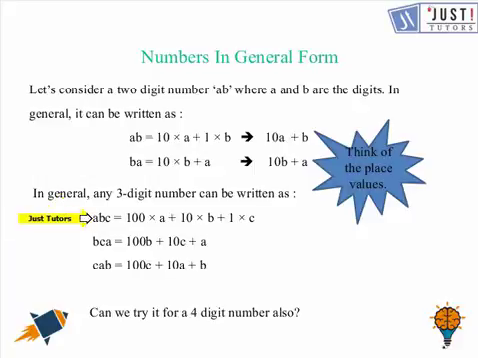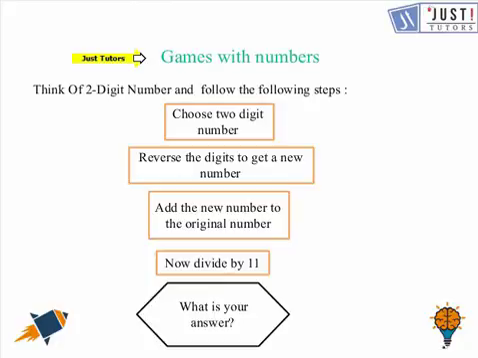Again, we need to think of the place values. And since A is on the hundreds place this time, the generalized form would be 100 times A add 10 times B, because that's on the tens place now, then add 1 times C, because C is on the ones place. Likewise, if we interchange the digits again, BCA and CAB, the generalized form would change accordingly. Can we try it for a 4-digit number as well? I'm sure we can. For now, we'll move to the next slide, which is games with numbers.